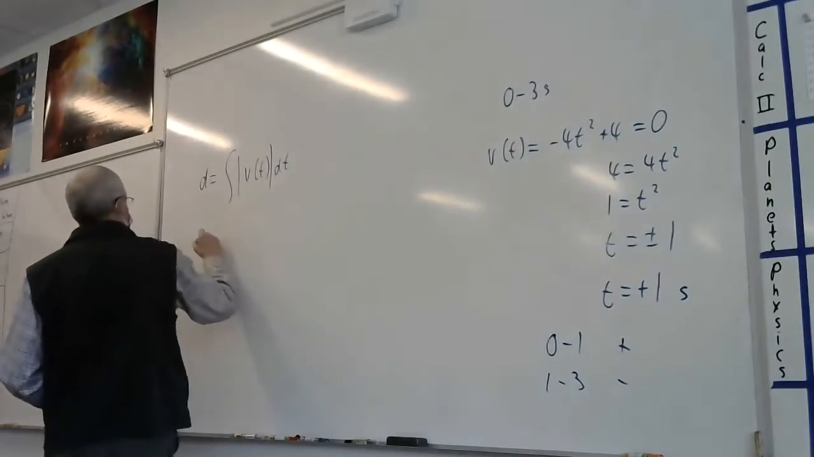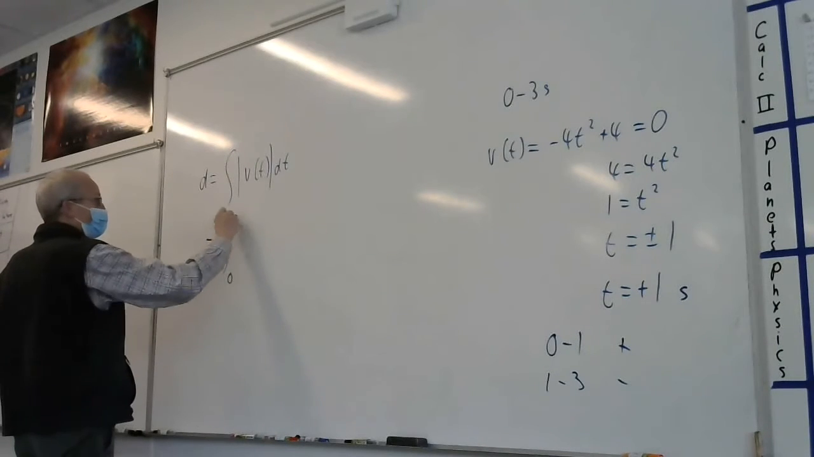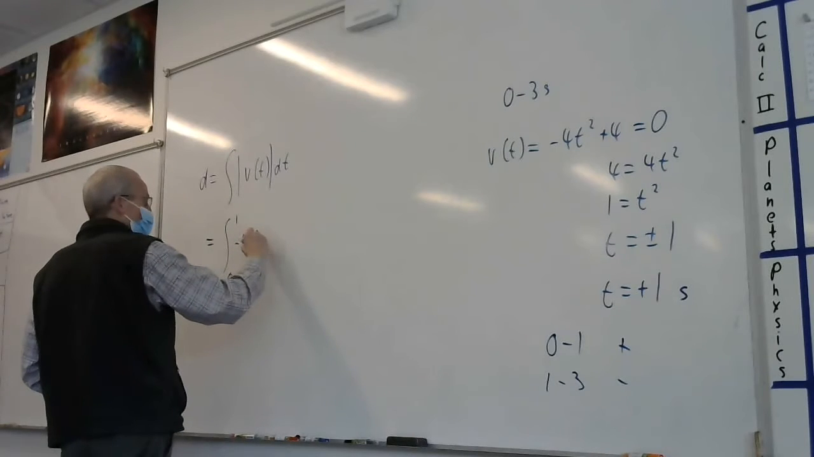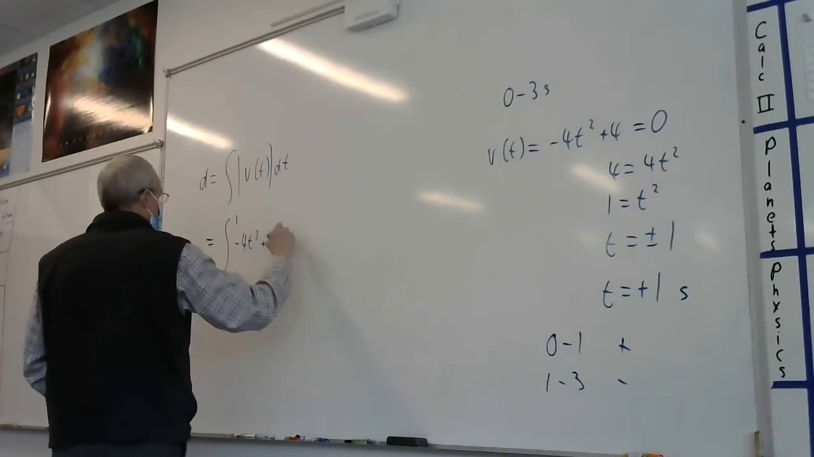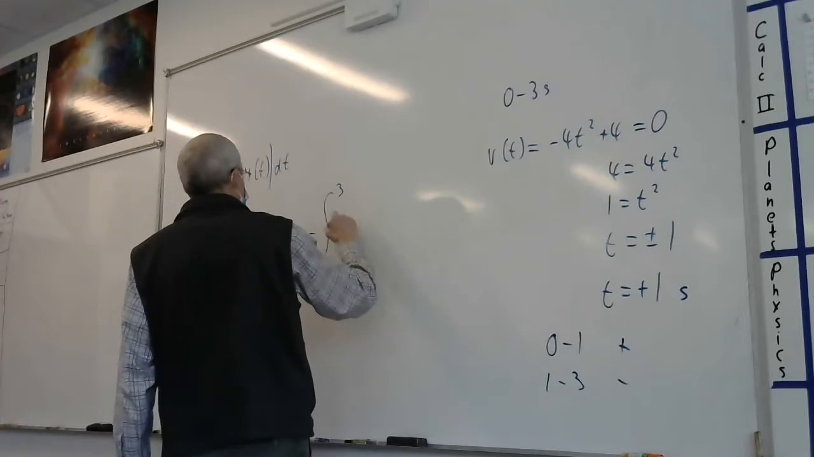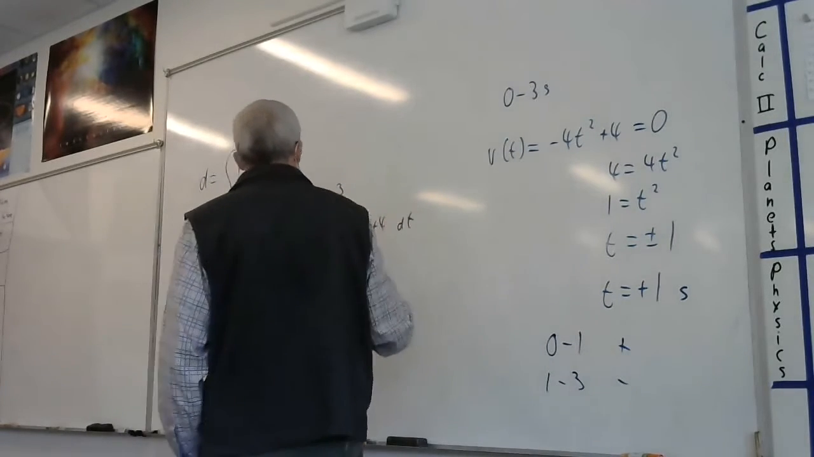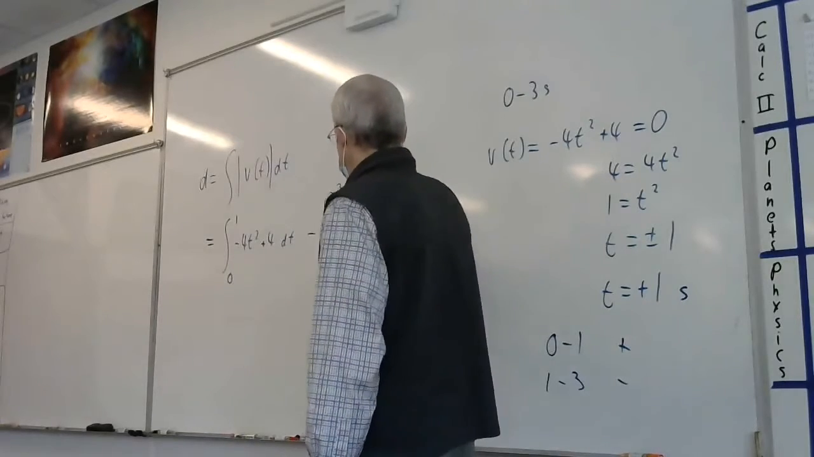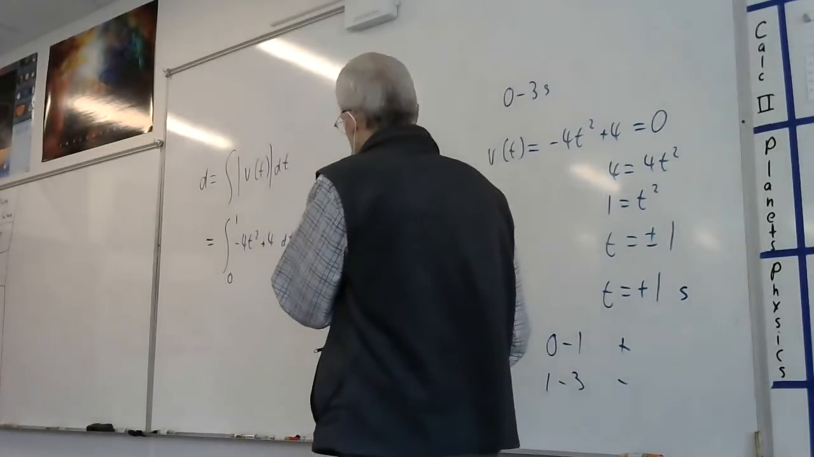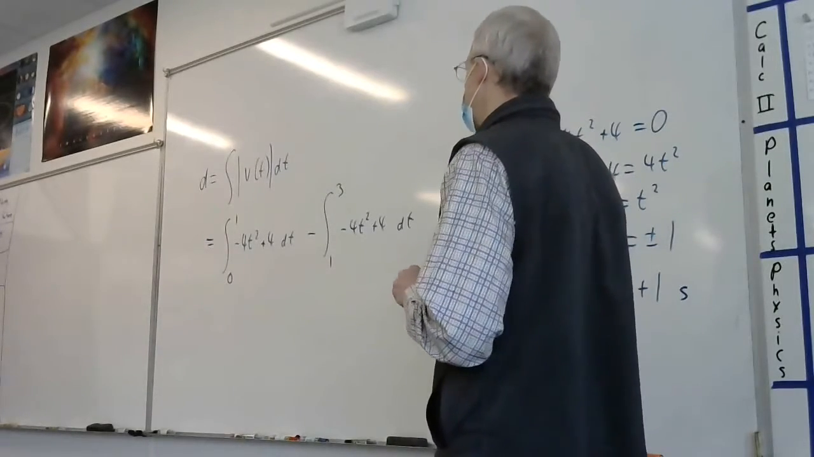So this becomes the integral from 0 to 1 of negative 4t squared plus 4 dt minus the integral from 1 to 3 of negative 4t squared plus 4 dt. Because this is going to be negative, so we subtract it to make it positive. Each one of these should give us a positive answer.